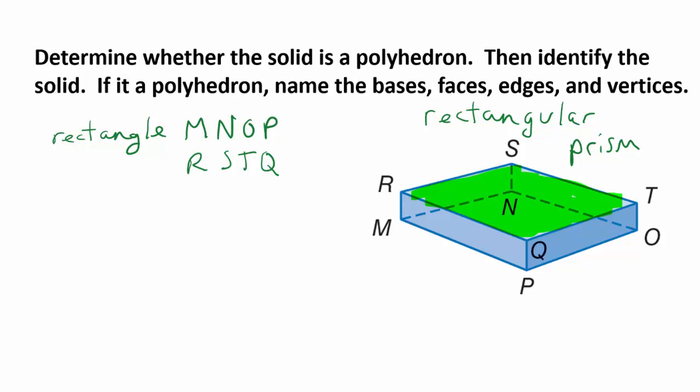Now, moving on to the faces, there's a bunch more of those. We're going to go ahead and keep these two because our bases are also going to be faces for this prism. The next face we're going to look at is the one up here in the front. It's also a rectangle. We're going to call that one QTOP.